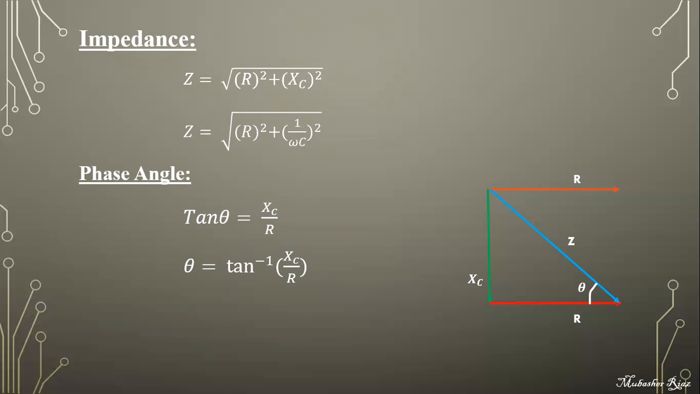So here XC can be replaced with 1 over omega C. XC को यहाँ 1 over omega C के साथ replace किया गया. So by using this mathematical form we can determine the phase angle. थीटा आप मालूम कर सकते हैं. So theta is equal to tan inverse 1 over omega C into R.